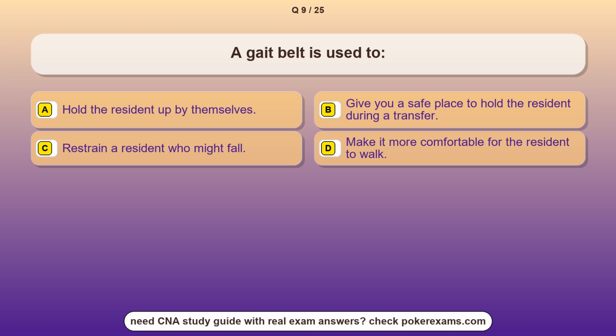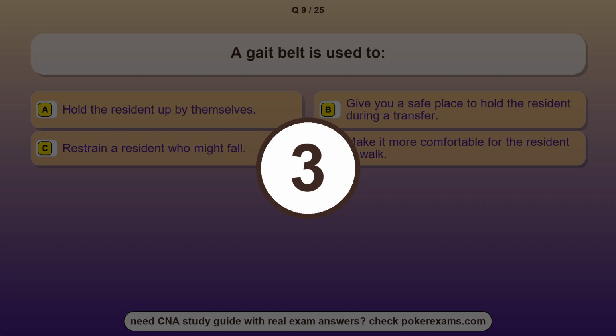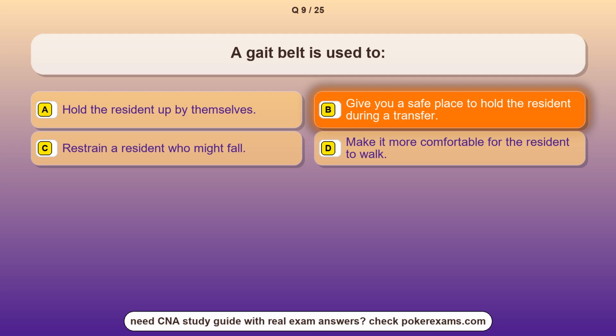Question 9. A gait belt is used to: Option A, hold the resident up by themselves. Option B, give you a safe place to hold the resident during a transfer. Option C, restrain a resident who might fall. Option D, make it more comfortable for the resident to walk. The correct answer is option B, give you a safe place to hold the resident during a transfer.